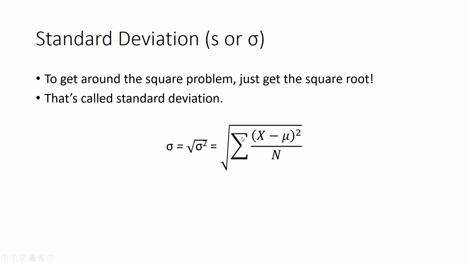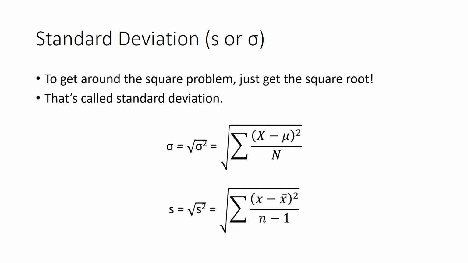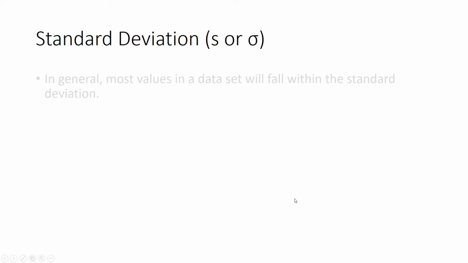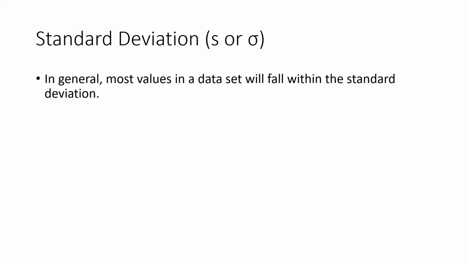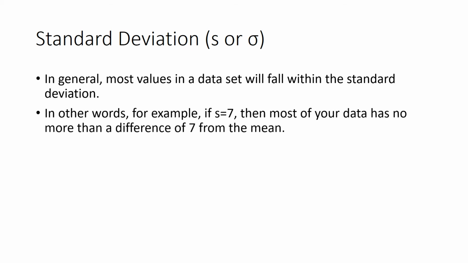So I've expanded that. You get the square root of all the sums of the distances from each item from the mean squared over n. It's starting to get pretty complicated. And again, of course, you've got a separate, slightly different formula for the standard deviation of a sample. Now, in general, most values in a data set will fall within the standard deviation. I think it's about 68% roughly you would expect in most cases. In other words, for example, if the standard deviation S is 7, then most of your data should be no more than 7 units away from the mean.